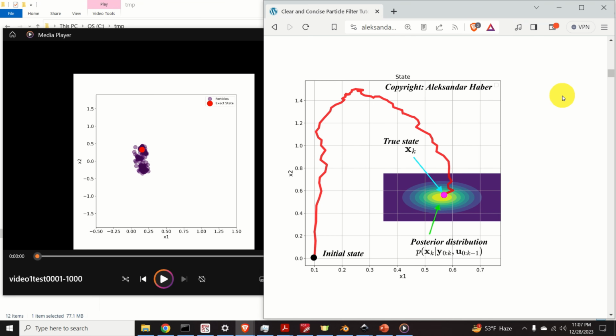Proper understanding and explanation of particle filters requires effort from both the students' and instructors' side. We did our part by creating this concise video tutorial, and your part is to put some effort into understanding the material presented in this video tutorial.